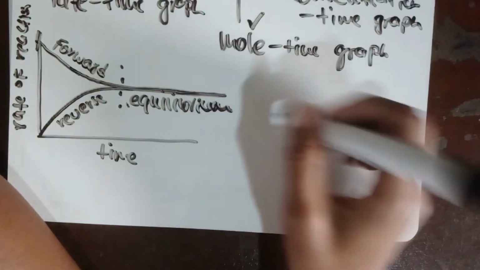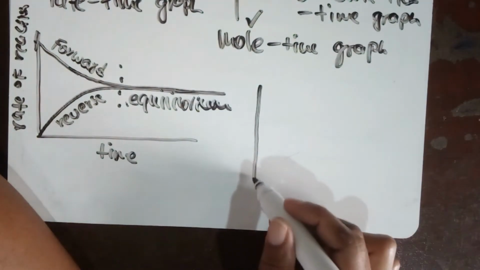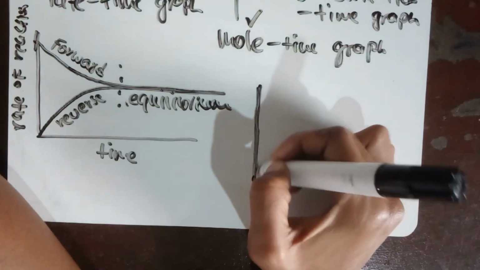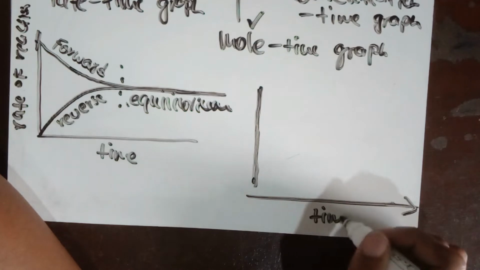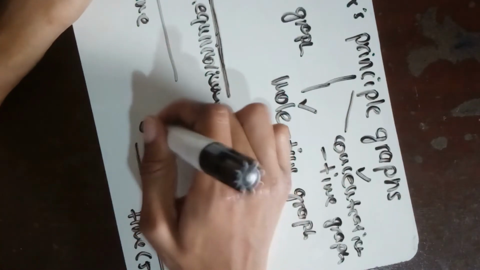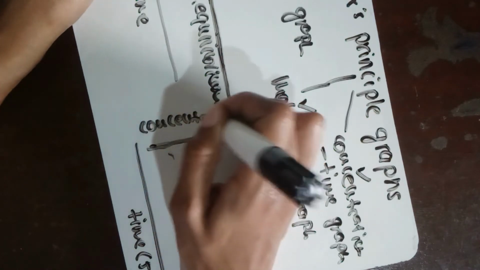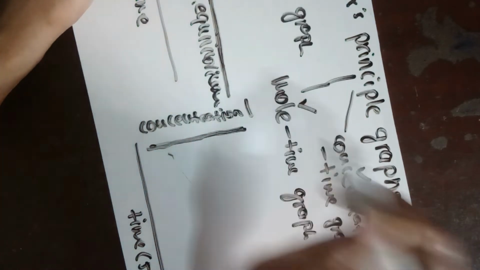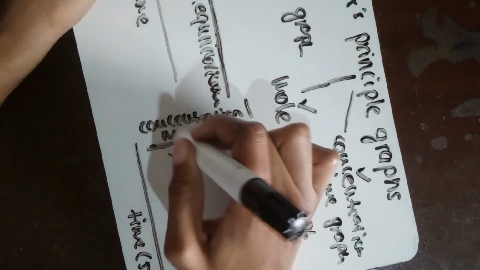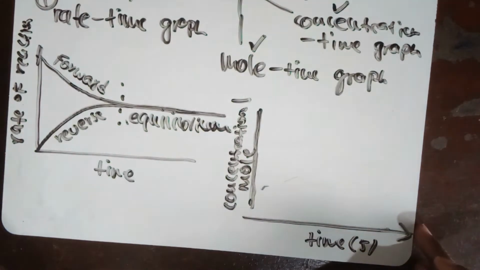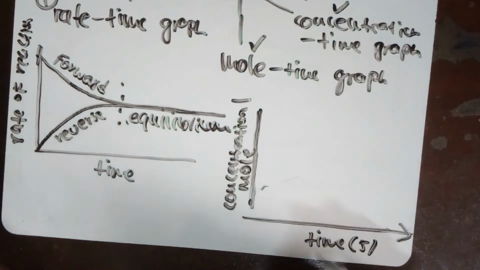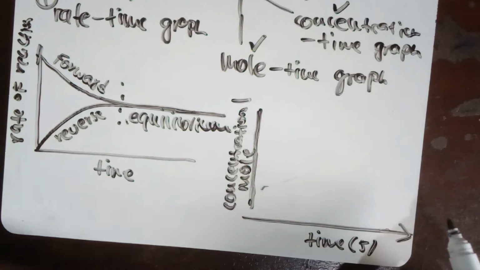I'm going to show you two types of them. On the x-axis, you have your time, still in seconds. And then on the y-axis, you have your concentration or your moles. It can be either one of the two. Concentration is measured in mole per cubic decimeter, and moles are measured in mole.